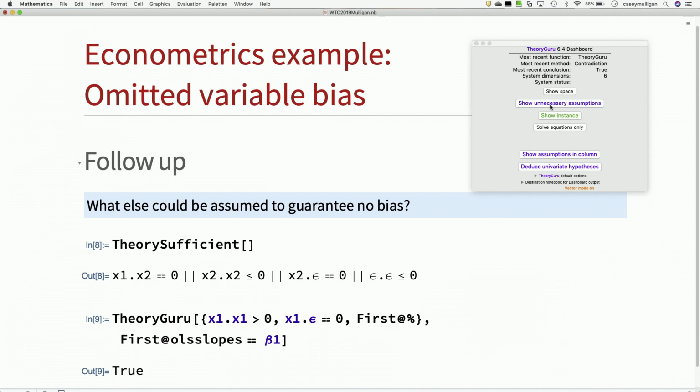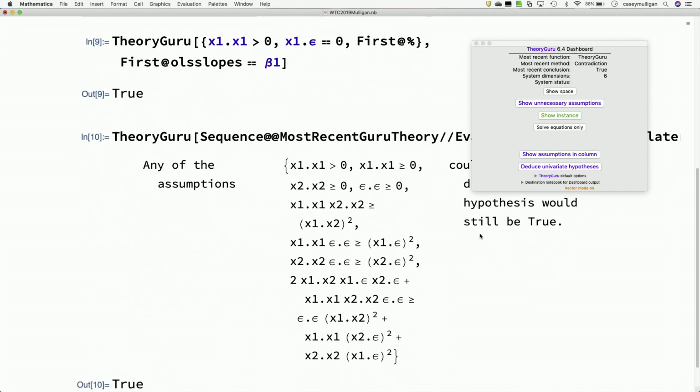Another question you might ask is, do I have too many assumptions? Are there assumptions that I could get rid of? Well, we got a button for that too. Let's try that. And it found a bunch of assumptions that could be dropped and it'd still be true.